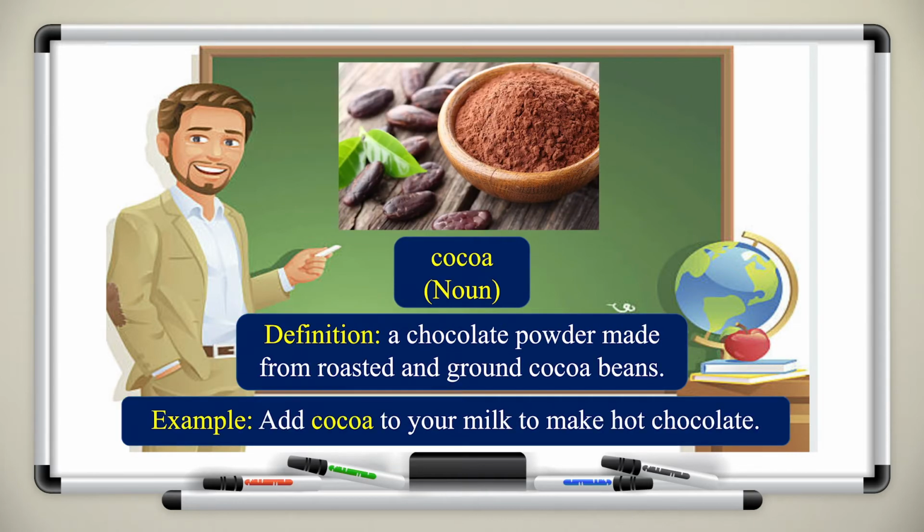Okay? Number 3 is cocoa. Cocoa is a chocolate powder that is made from roasted and ground cocoa beans. So it's the substance that people make chocolate with. For example, add cocoa to your milk to make hot chocolate.